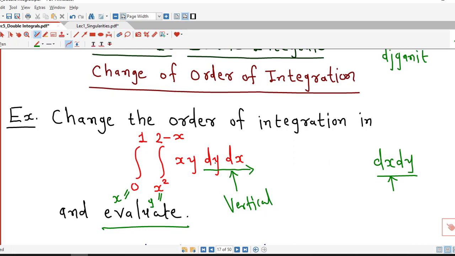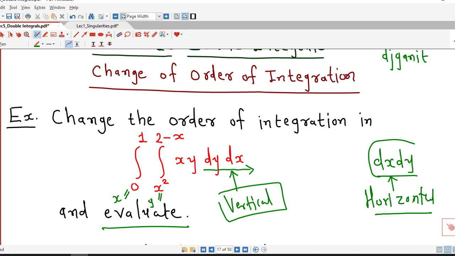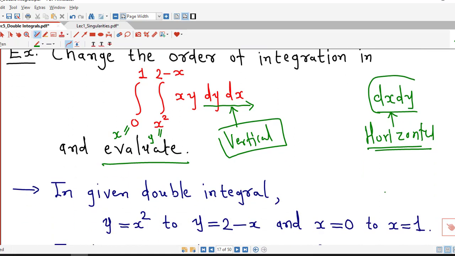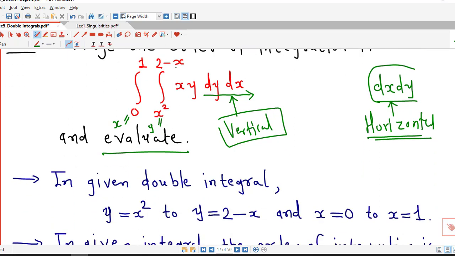If we want to integrate with respect to y first, as we know we have to consider a vertical line passing through the region, and if we want to integrate with respect to x first we have to consider a horizontal line passing through the region. So in the given double integral, the order of integration is first with respect to y. So to change the order of integration we will consider horizontal lines.